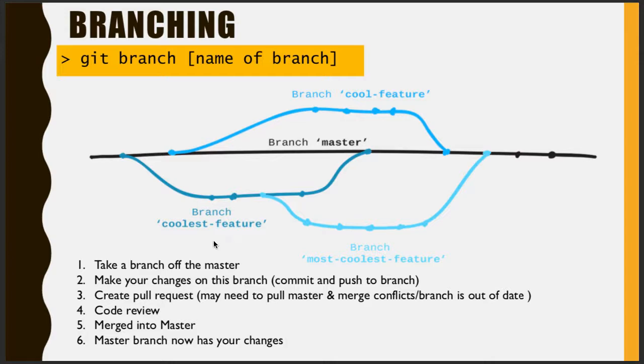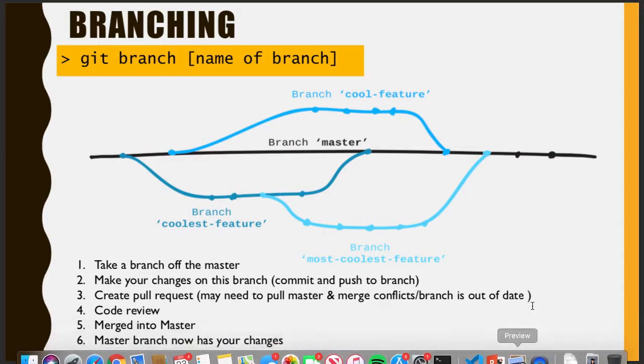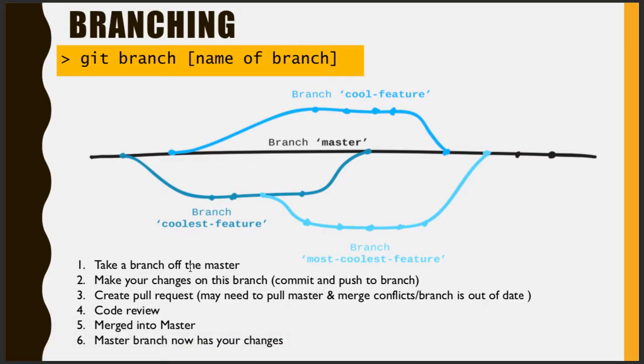So all of that, just put into some steps: number 1, take a branch off the master. 2, make your changes on this branch, commit and push this branch, which is what I'm going to cover next. And then create your pull requests. You may need to pull master and merge conflicts, or your branch is out of date. And then code review, merge into master, and now master branch has your changes. So this is typically the workflow if you're working with branches.